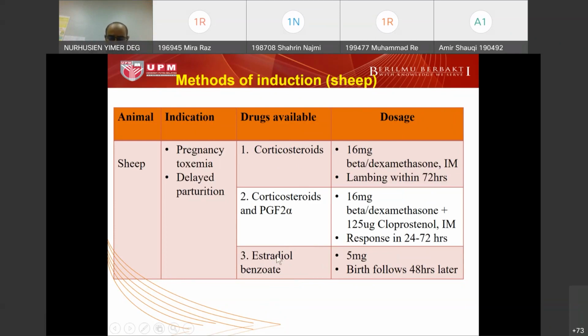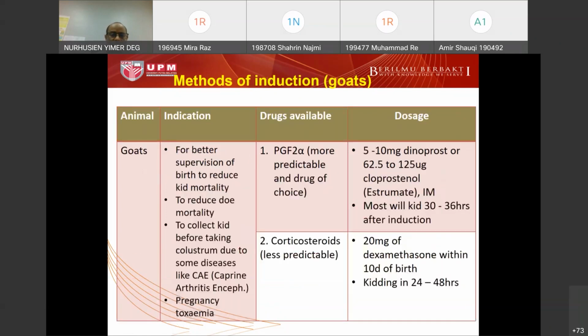Estradiol benzoate is another option, but it's not really that common nowadays. So we have to consider the other two. Goats. So goats are different from sheep, right, in terms of their primary source of progesterone. So basically goats are like cattle. So we have the corpus luteum as the main source of progesterone.